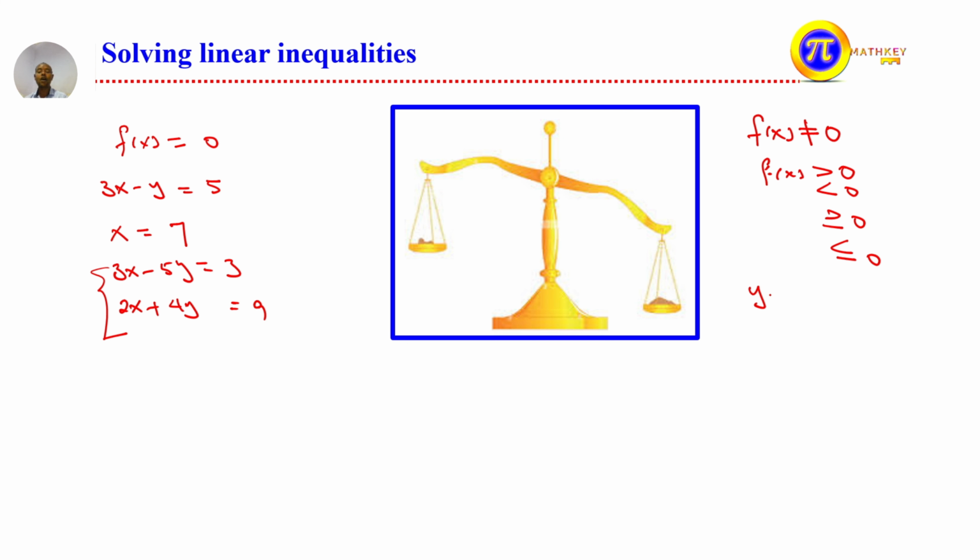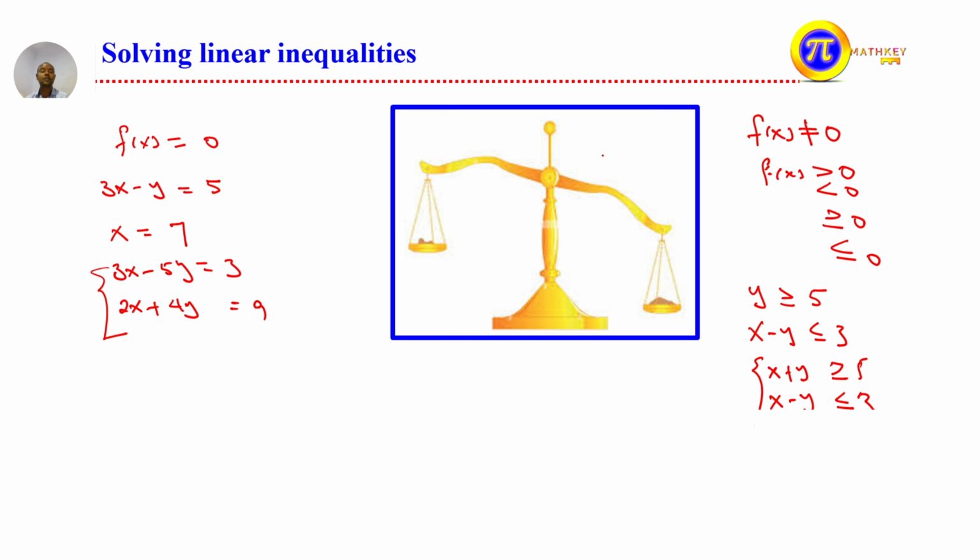For instance, y is greater than or equal to 5; you can consider this an inequality. Let's consider x minus y is less than or equal to 3. This is also an inequality. Let's consider a system of inequalities. For instance, x plus y is greater than or equal to 5 and x minus y, for instance, less than or equal to 3. All these are inequalities.